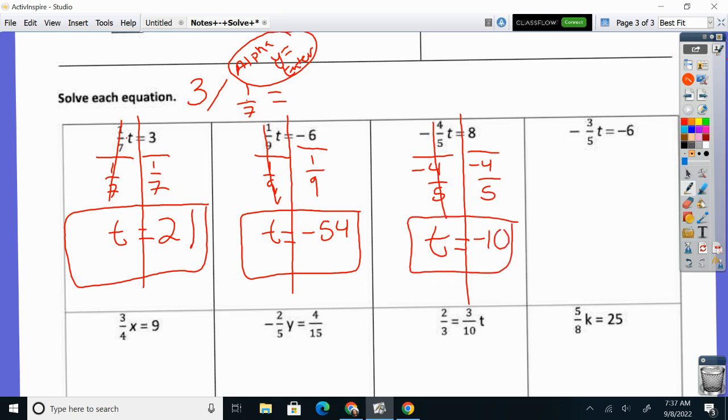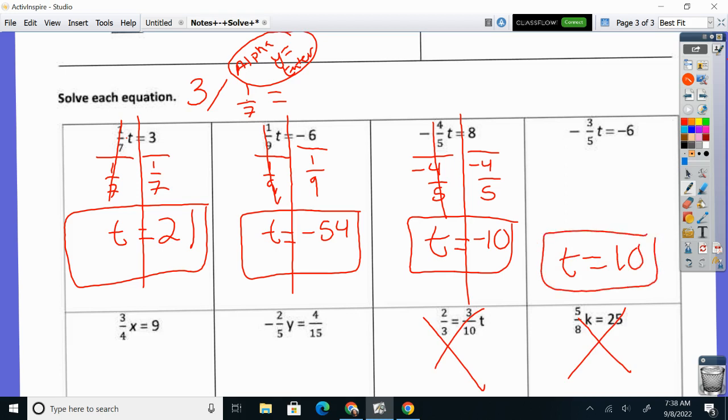Okay? I'm going to give you the answers to the last 3. These 2 you don't have to do. All right, so you would have t equals 10 on this one. X equals 12 on this one. And y equals -2/3 on this one.